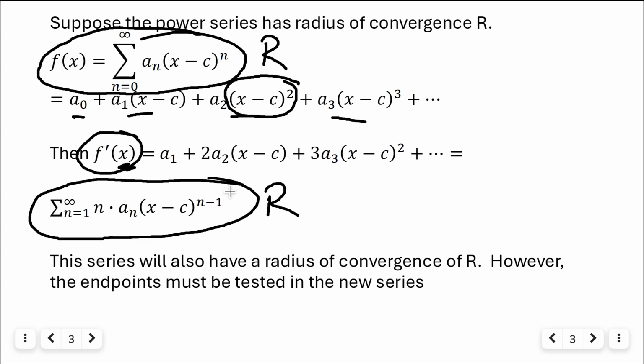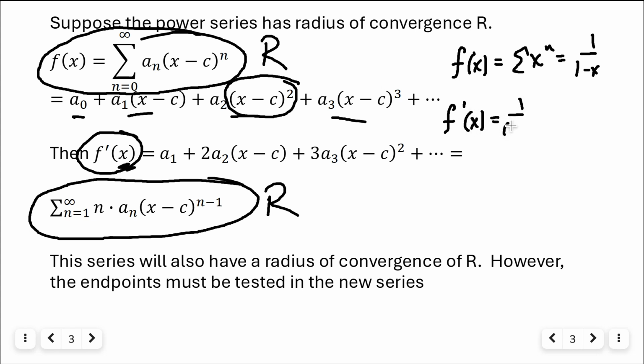So they have to be retested. Okay? So, for example, on our last slide, we said f of x is equal to the sum of x to the n, which was 1 over 1 minus x. And then we said that f prime of x is really 1 over 1 minus x quantity squared. Well, then the series for that will be the sum. What's the derivative of x to the n? n x to the n minus 1. That's the series for that function. Okay, you can derive series just as you derive functions. And that's what's important here.